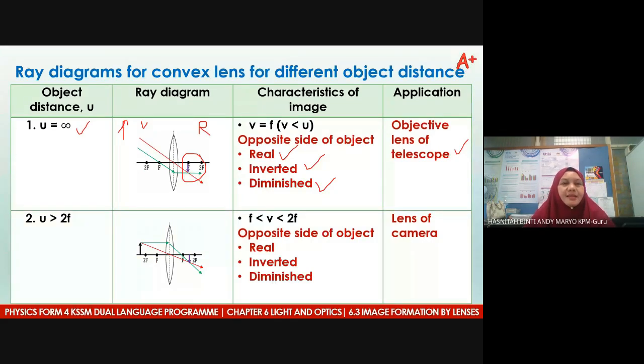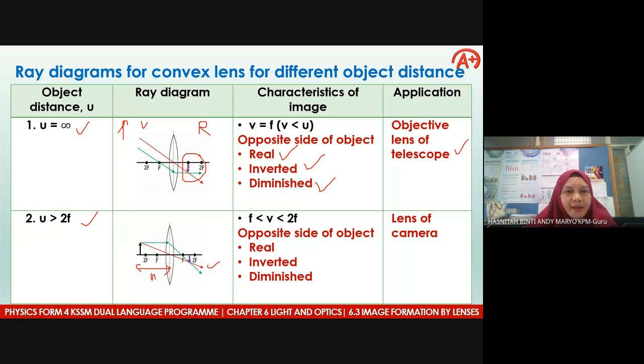Okay, then this is the second position. Now you can see the object is placed at a distance greater than 2f. This is u, the object distance, the distance of the object from the optical center. Here we apply the first rule. We draw a light ray from the object directed to the optical center, so it is not refracted and continues to travel in a straight line.